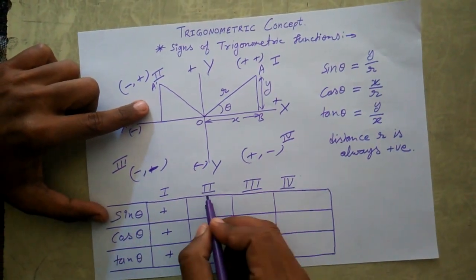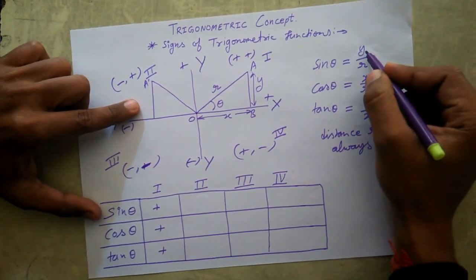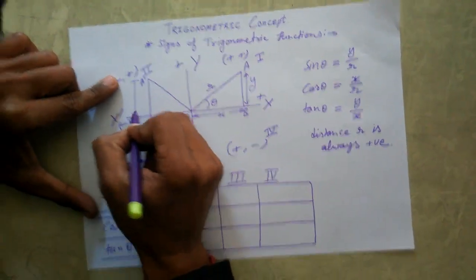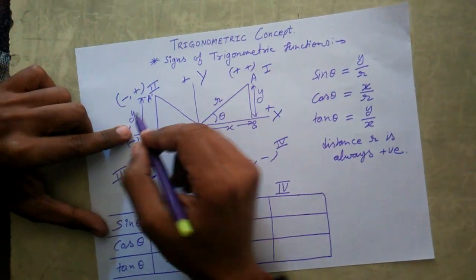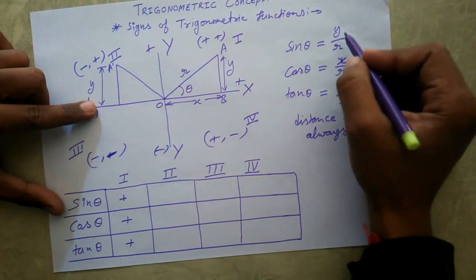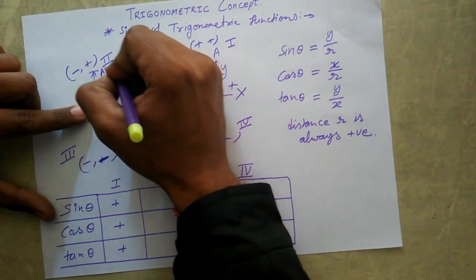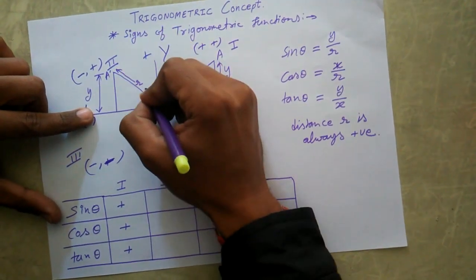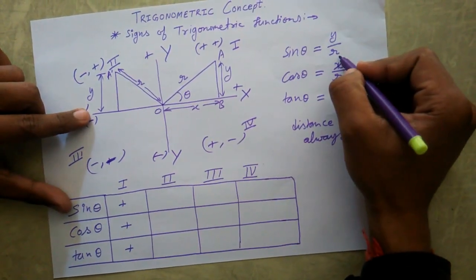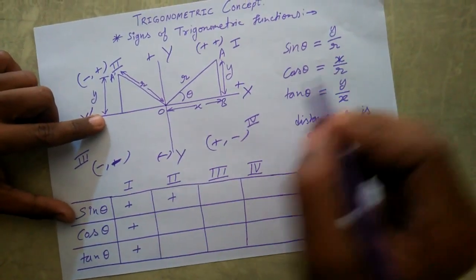Now see, first sine theta in second quadrant. Sine theta in second quadrant, what? Y upon R, and is Y positive or negative? Let us see. This distance Y is still positive. Why positive? As this is upward, and upward sign is positive, so Y is positive, and R always remains positive, this distance. So what will come out? Y positive, R positive, positive divided by positive. What? Positive.